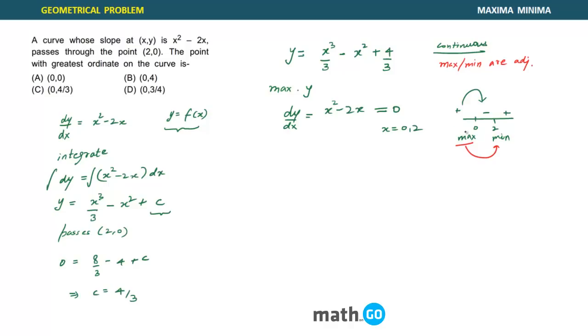So x equal to 0 is the point of maxima. What is the value at x equal to 0? 4 by 3. So the point we were looking for is 0, 4 by 3. That is option C. So these kinds of questions could be asked in the exam, which involve a bit of integration, application of the point on the curve, and then the concept of maxima. I hope the question is clear.